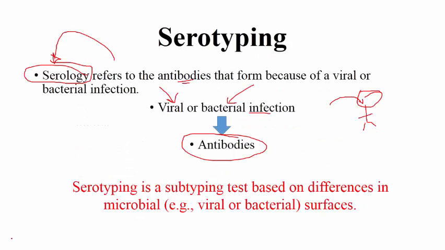Serotyping is a subtyping test. It is based on differences in the microbial surface antigen. Through this test you will come to know what various antigens are present in a microorganism. So by using serotyping, based on the antigen and antibody test, you are able to predict the infectious microorganism.